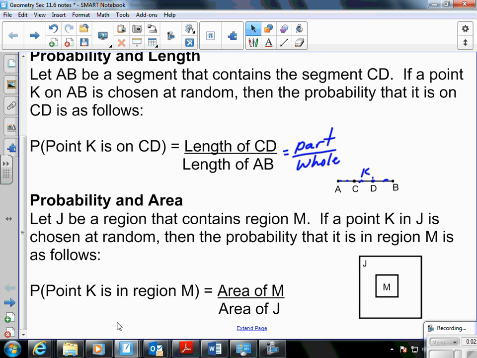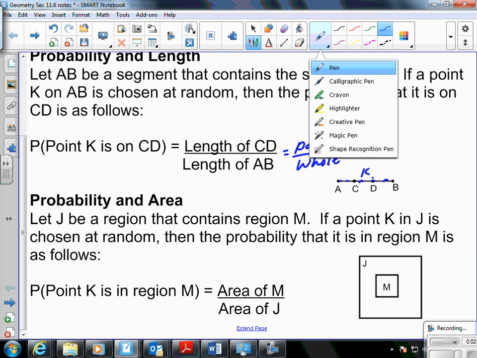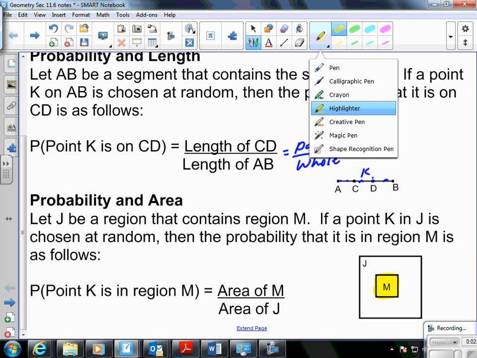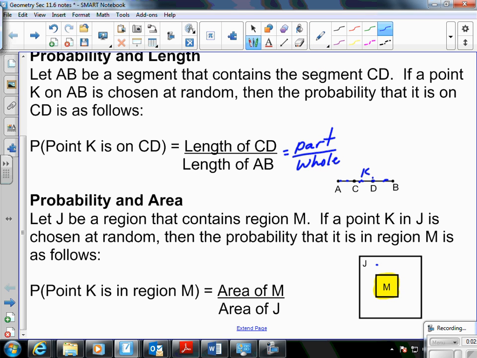All right, so we can do a probability with area. So let J be a region that contains region M. If a point K in J is chosen at random, then the probability it is in region M is as follows. The probability of point K is in region M is going to be the area of M. All right, so we're going to base it off of what the probability is that this area right here in M, that K would be randomly selected inside that area.